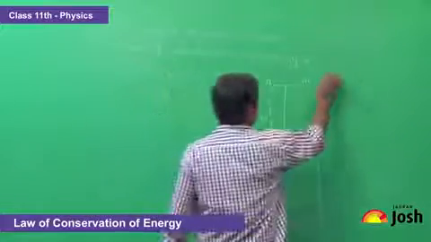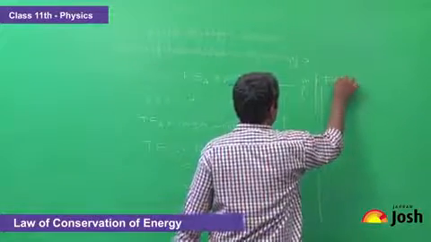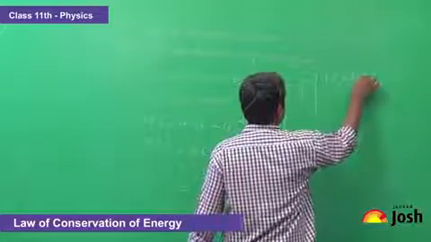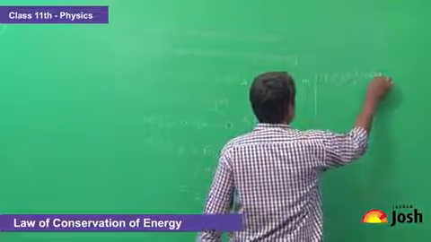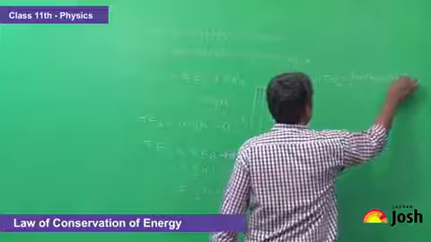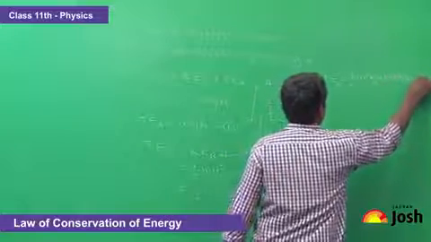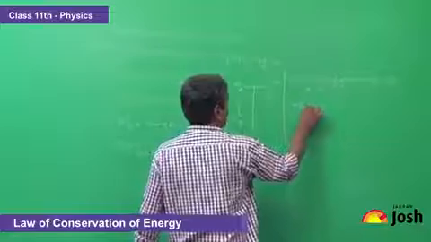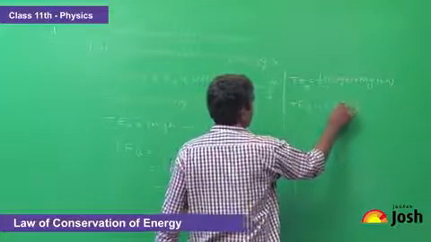On solving it, we will get the total energy at B is equal to half m times 2gx plus mg times (h minus x). We will get it as the total energy at B is equal to mgh.